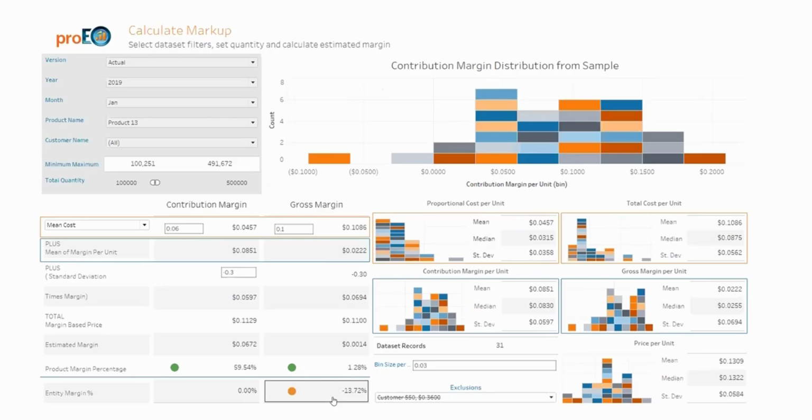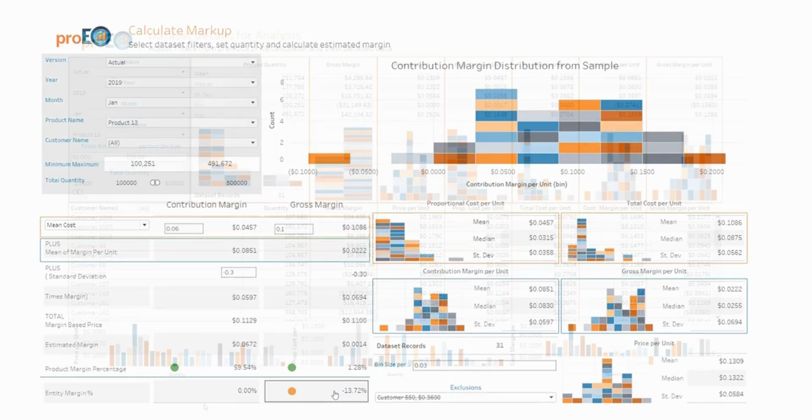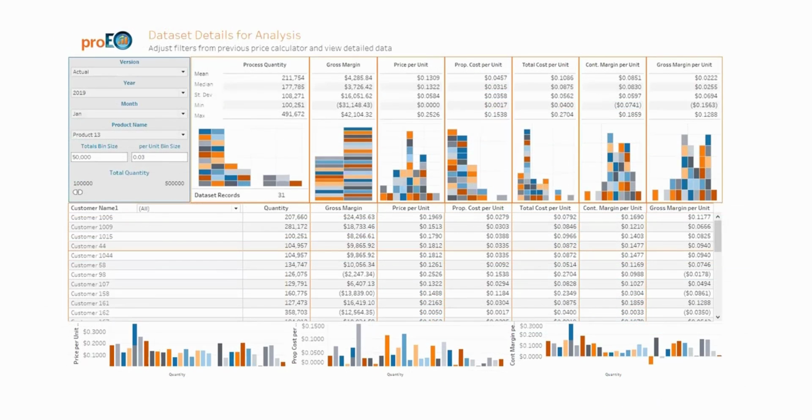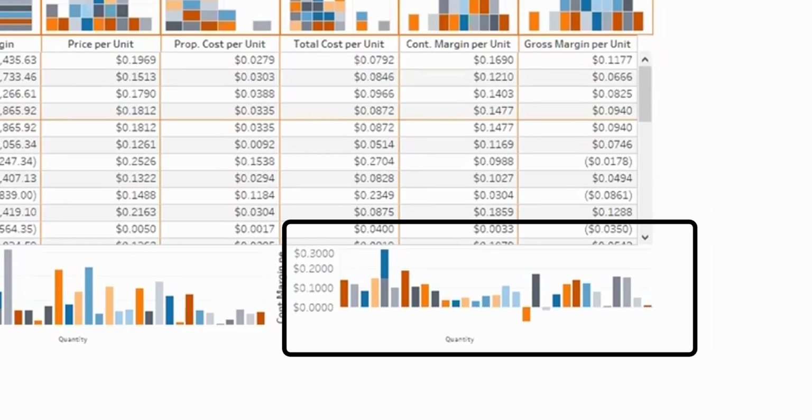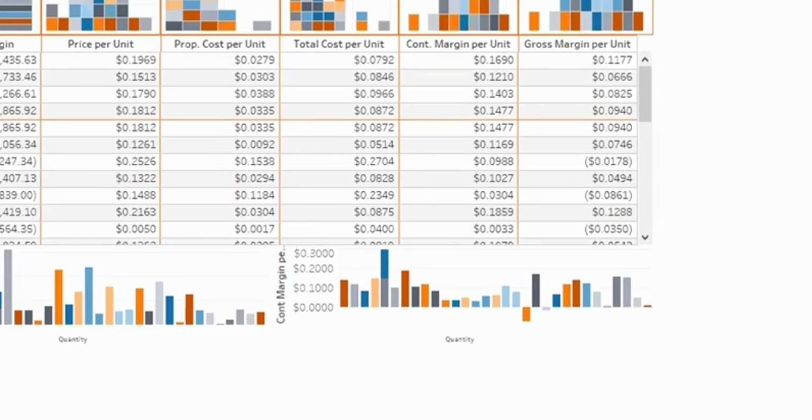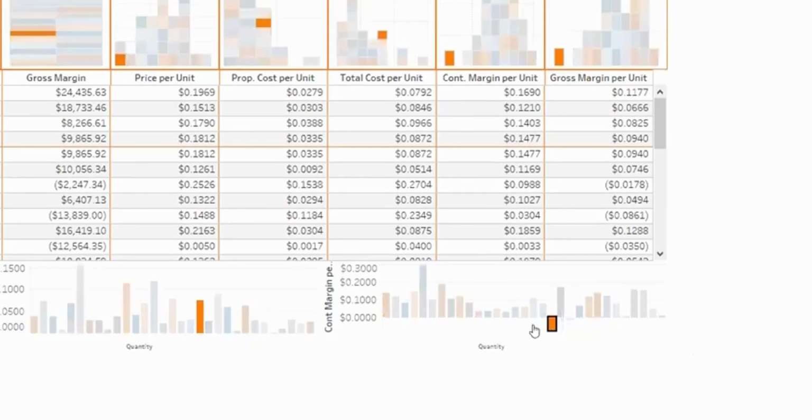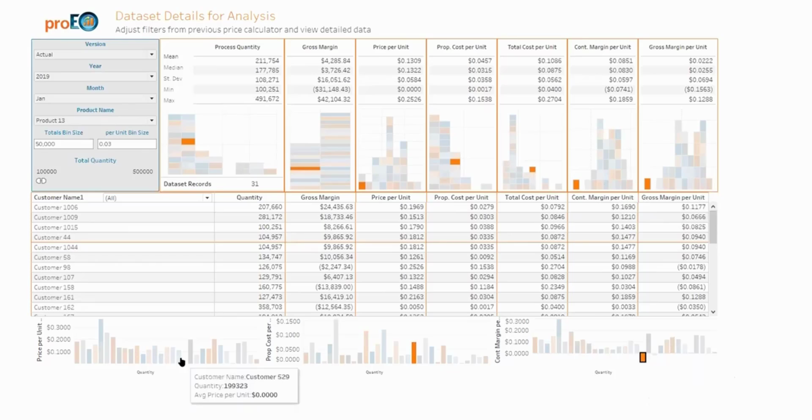So on our next page, we're going to further refine our data set. These two pages are dynamically linked, so changes in one affect the other. So you'll see, with these distributions, some of them look pretty good. But notice down here, if we look at our contribution margin per unit, we can see a customer with a negative contribution margin. If we click on this point, you'll notice it highlights the customer across all the graphs.